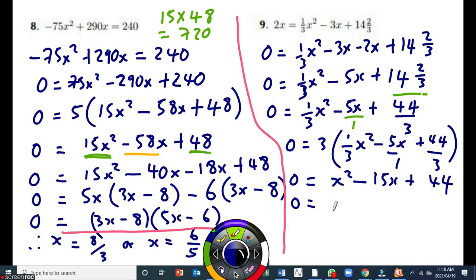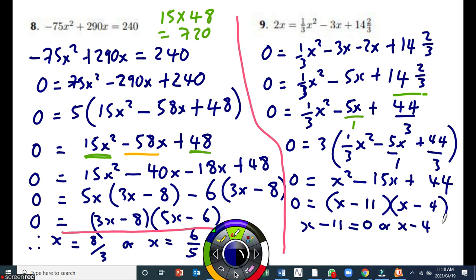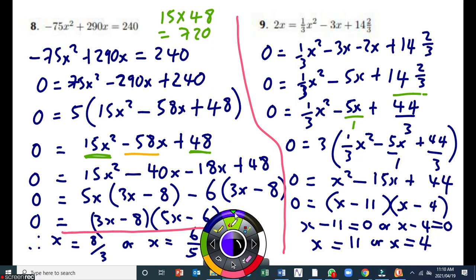So we need to factorize this. Our two factors are going to be x minus 11 and x minus 4. So this becomes x minus 11 equal to 0 or x minus 4 equal to 0. So the two answers will be x equal to 11 or x equal to 4. All right? Okay, thank you for that. Sorry for that mistake here.